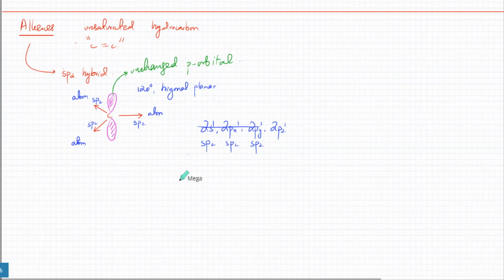So this is where we had left off. Alkenes. Just a quick AS revision. Alkenes have double bonds and they are sp2 hybridized.